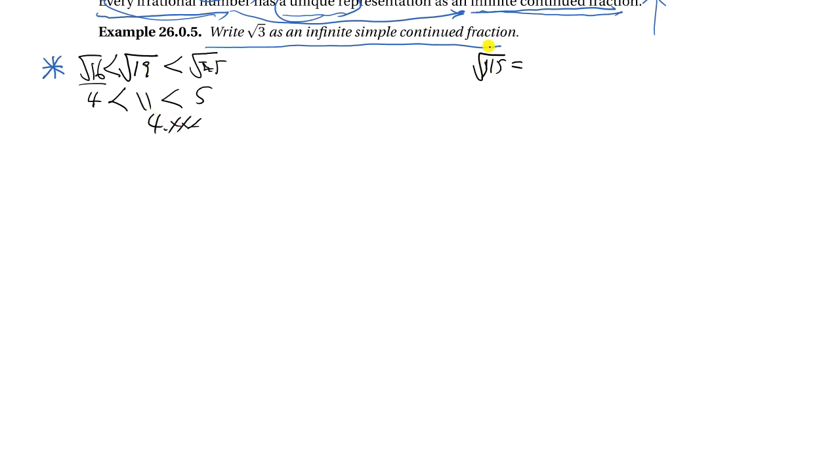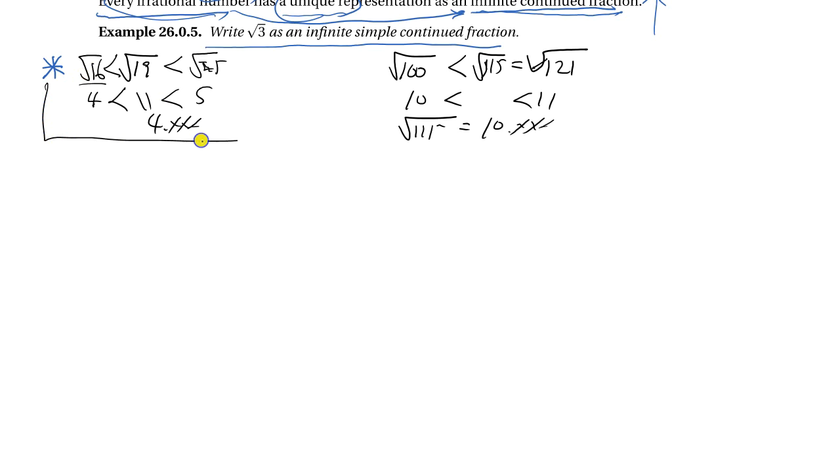Same thing with 115. What is the complete square which is the largest one less than 115? 10 squared is 100, right? And 11 squared is 121. Then it's 10 and 11. So square root of 115 is 10 point something something. Okay. So this is how we figure out the integer part of any square root form. Okay?